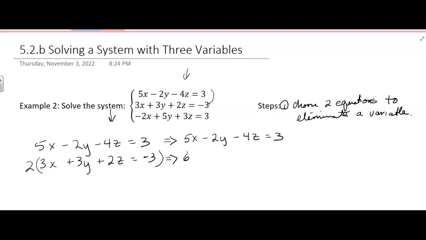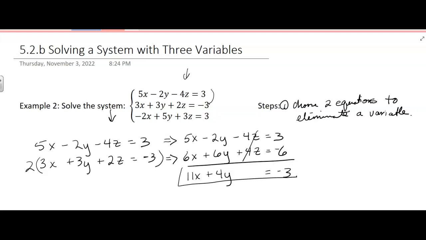So that's going to give me 6x plus 6y plus 4z equals negative 6. And then I'm going to add those equations. I get 11x plus 4y, and the z's drop out, equals negative 3. Okay, that's great. We want this equation. We're going to keep that equation. We're going to need that later.